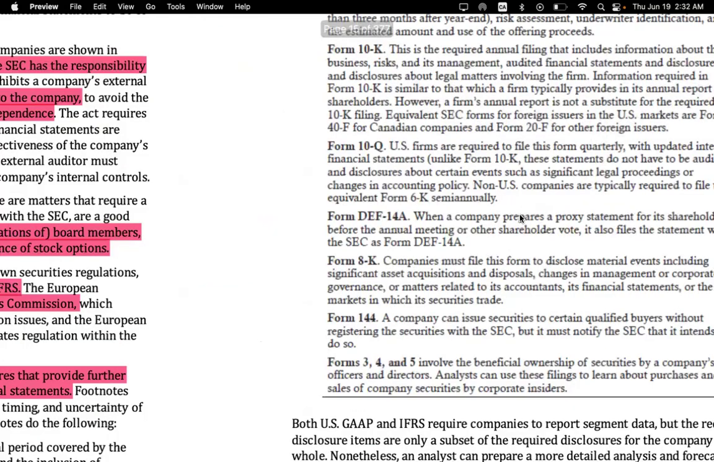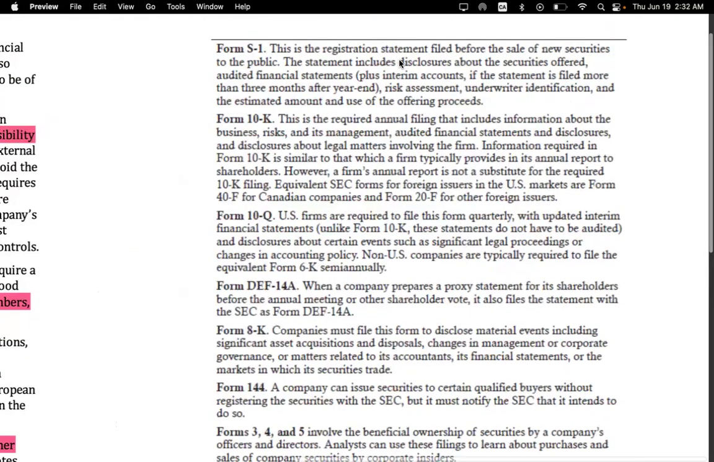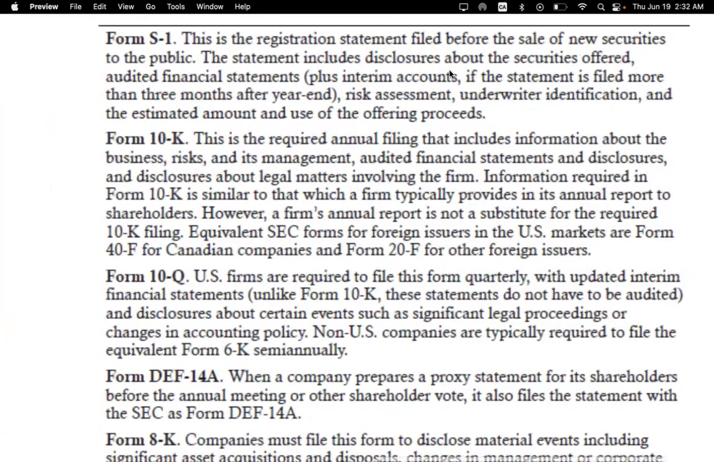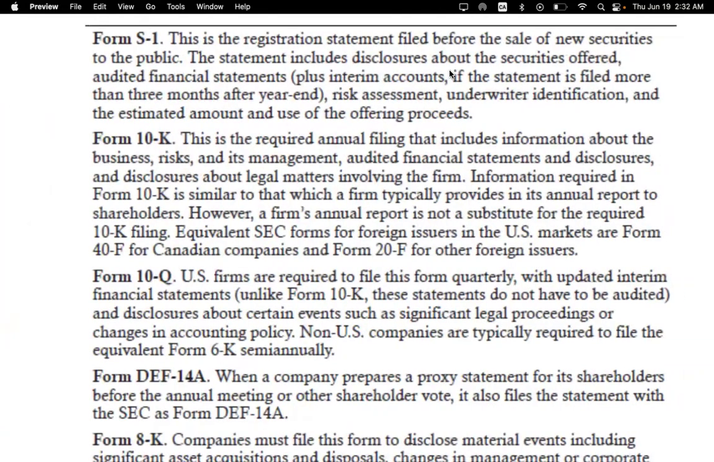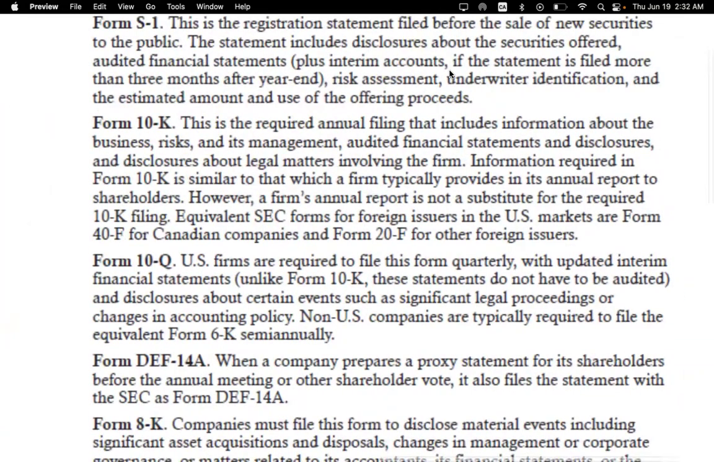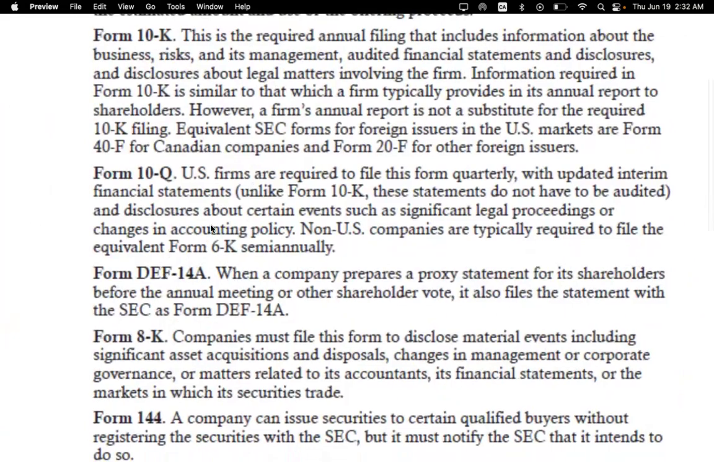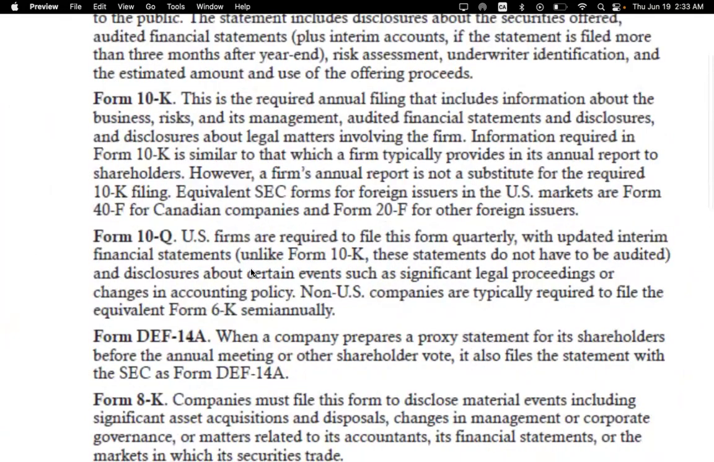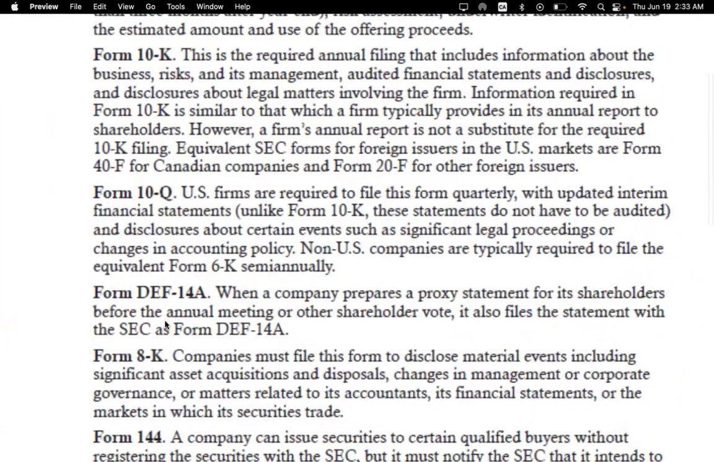Yeah. So Form S1, it is the registration statement filed before the sale of new securities to the public. And iska other counterpart is Form DEF 14A. This was to public and the registration was involved. Over here, no registration and to certain qualified buyers only.